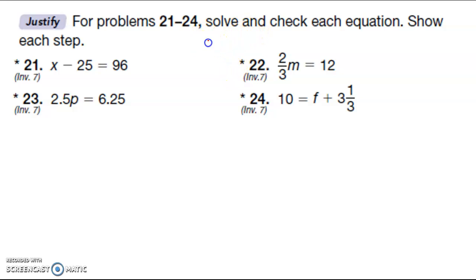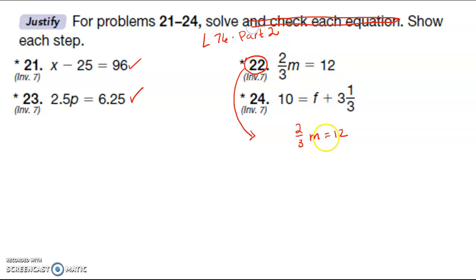Hello, this is lesson 76, part 2. We did both of these problems in part 1, so we're going to start with 22, and I'm going to bring this down here. So I have 2/3 m is equal to 12, and remember we're not going to do the second part because it causes confusion. So I'm going to multiply by the reciprocal, which would be 3/2.